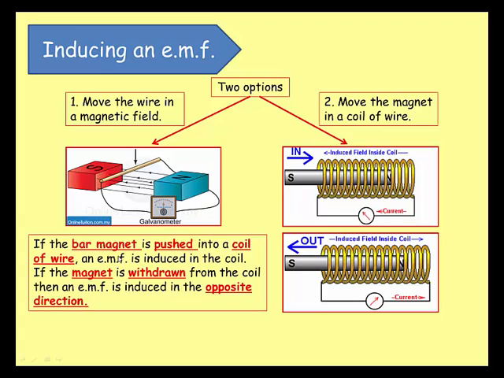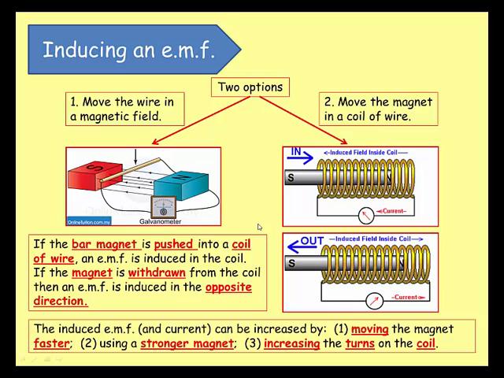So the bar magnet is pushed into the coil, i.e. this way here, and the EMF is induced in the coil. If the magnet is withdrawn from the coil, i.e. this way, you'll get an EMF in the opposite direction. So going in, you get it going one direction, going out, you get it going the other direction. So long as there is movement of the magnet, you will get an EMF.